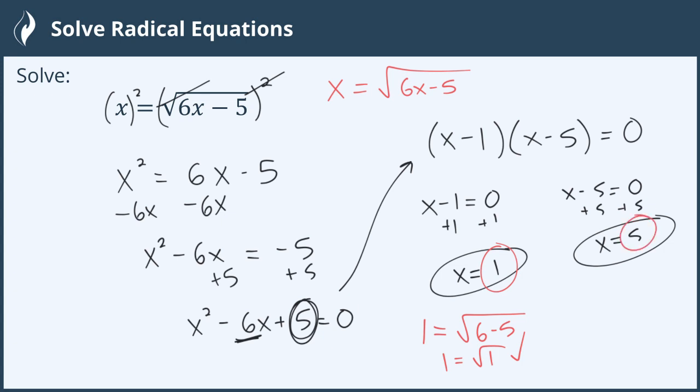So now let's check this 5. So we plug 5 in. So we say 5 equals the square root of 6 times 5 minus 5. So I just took my 5 and I substituted it in my equation for x. So if I simplify this square root, I've got 6 times 5, which is 30, minus 5, which is 25. So now I see if this is a true statement. Is 5 equal to the square root of 25? Yes, it is. So that means we have two answers. We've got a 1 and we've got a 5.